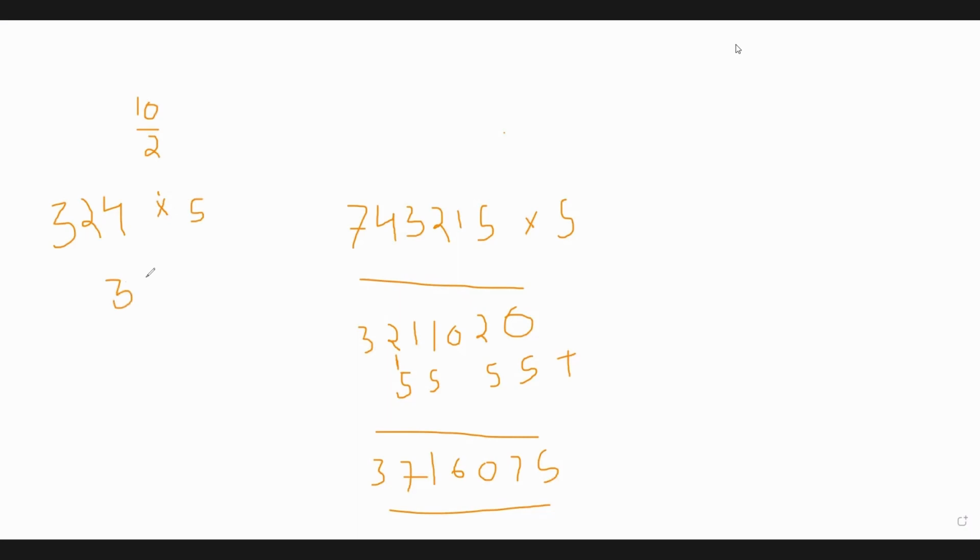If we use this method, 5 we can write as 10 by 2. So 3240 divided by 2. You will get the same answer once you divide this. 2 ones are 2, then 2 sixes are 12, then 2 twos are 4 and 2. 1620 is your answer.